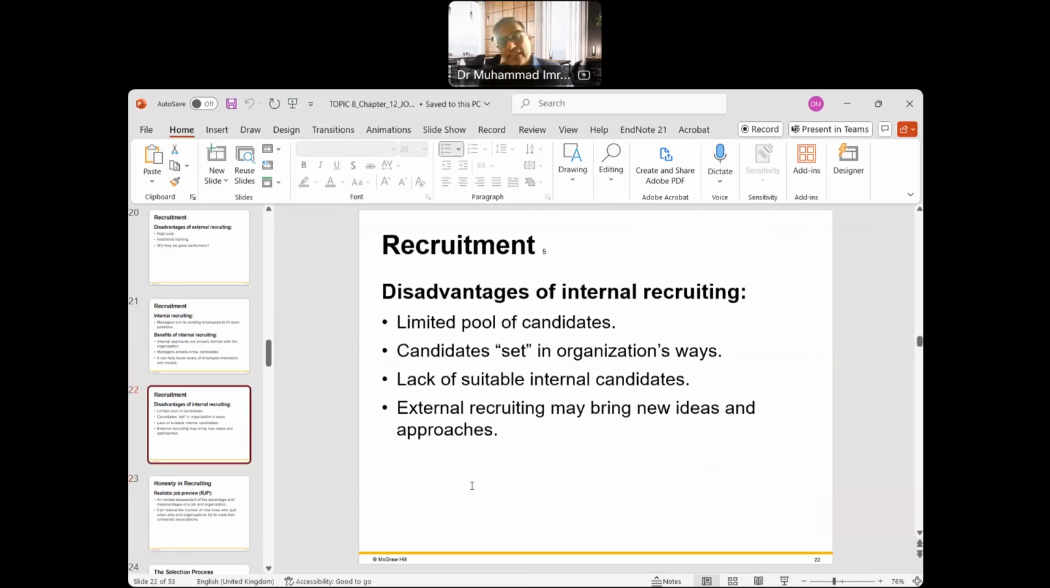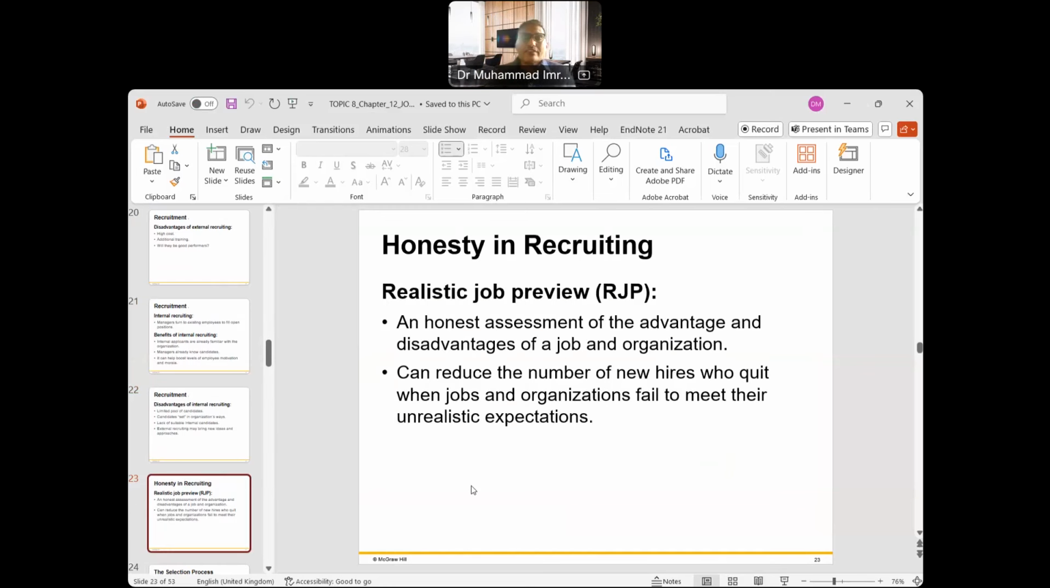But the disadvantage is a limited pool of candidates. Might be you cannot get new-skilled persons, right? Candidates set in the organization, where they already have their own comfortable zone. Lack of suitable internal candidates: sometimes we cannot find a suitable person from our internal candidates. External recruiting may bring new ideas and approaches, but we don't have new ideas and approaches beyond what they already consume for our organization. So if we are looking for new ideas, we have to recruit outside, I mean the newcomers.